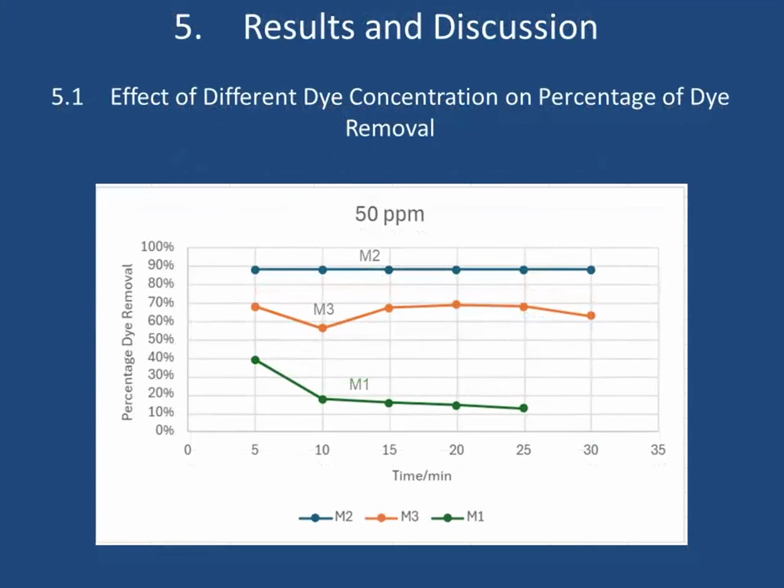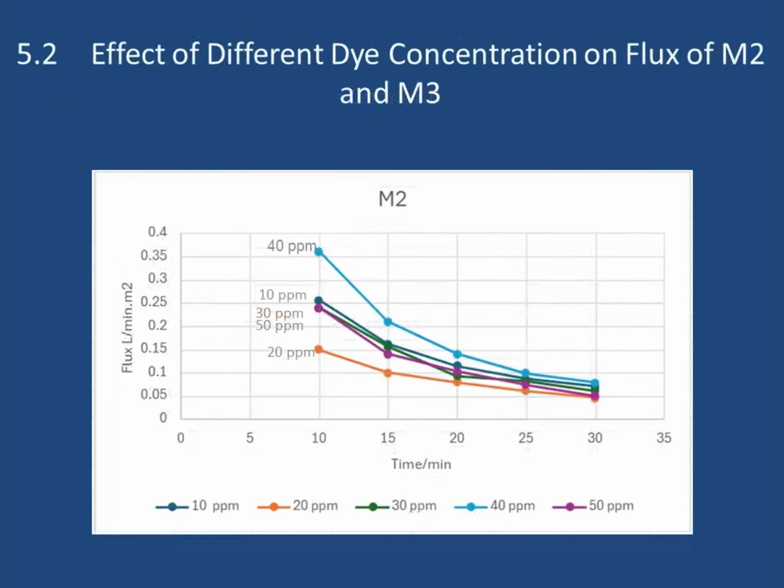For 50 parts per million, we can see that M1 also dropped from 39% to 12.6%, but M2 and M3 have 88 and 63% respectively. And it is obvious that the addition of Chitosan has improved the percentage of dye removal. We can't deny it.